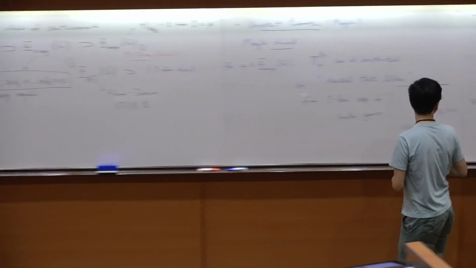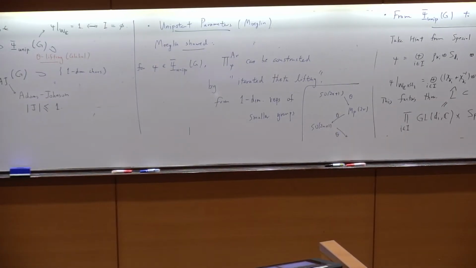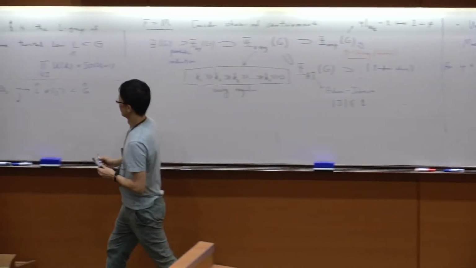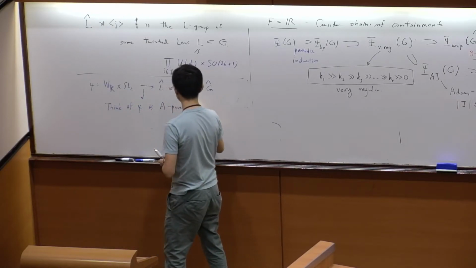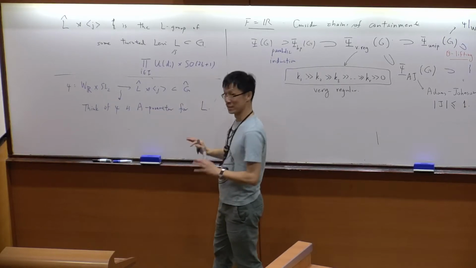And now, our parameter psi factors through this. So if you look at this part, you can think of it as an A-parameter for this group. You can think of psi as an A-parameter for this L, because it factors through it. But it's a very simple type.